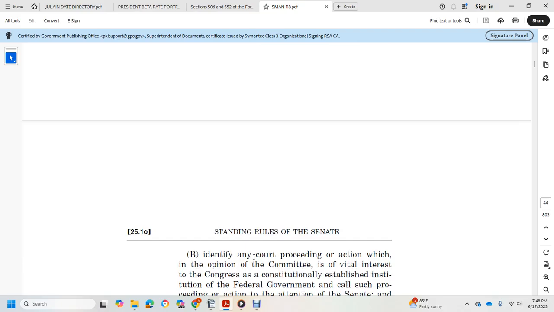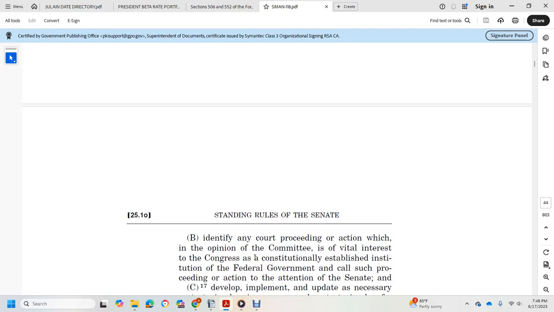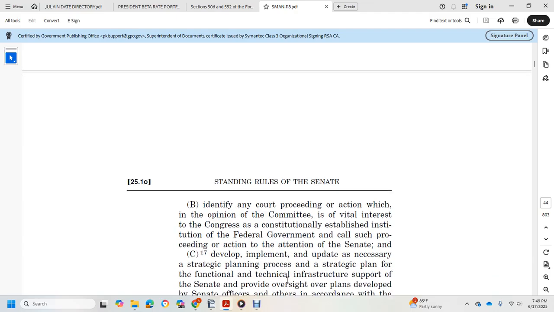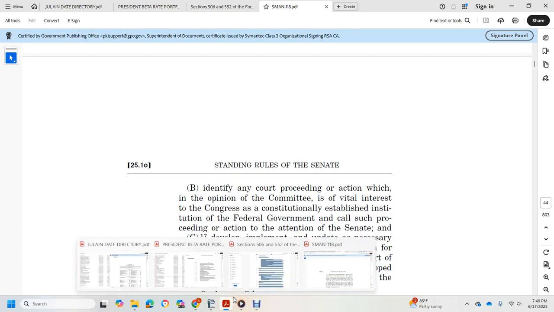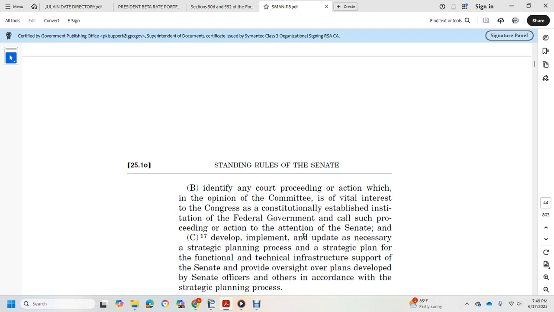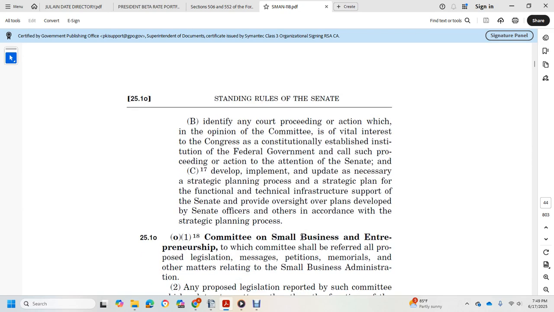B. Identify any court proceedings and actions which, in the opinion of the committee, are of vital interest to the Congress as a constitutionally established institution of the federal government, and call such proceedings or actions to the attention of the Senate. Develop and implement, with updates as necessary, a strategic plan process. A strategic plan for the functional and technical infrastructure supporting the Senate, to provide for oversight of the plans for the development of the Senate offices, in accordance with the strategic planning process of the Committee on Small Business and Enterprise.